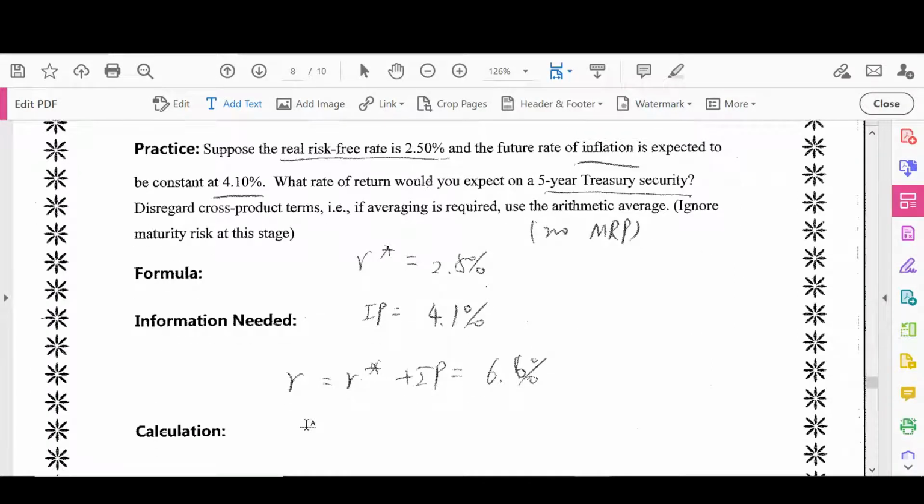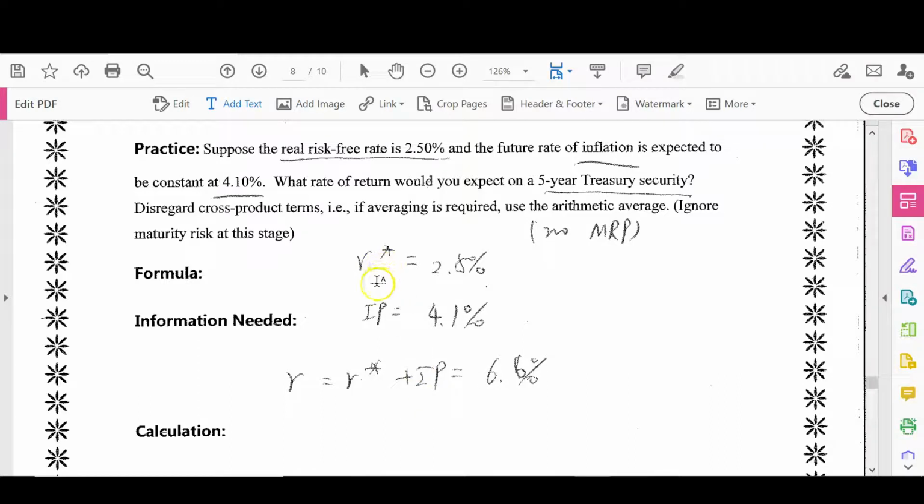Let's look at a practice problem. Suppose the real risk-free rate is 2.5% and the future rate of inflation is expected to be constant at 4.1%. What rate of return would you expect on a 5-year Treasury security? Disregard cross-product terms. If averaging is required, use the arithmetic average. Ignore maturity risk at this stage. It's a 5-year Treasury bond, so it should have MRP, but we assume there's no MRP. So our formula is just R equals R star plus IP. We don't have DRP or LP either because it's a Treasury bond, not a corporate bond.